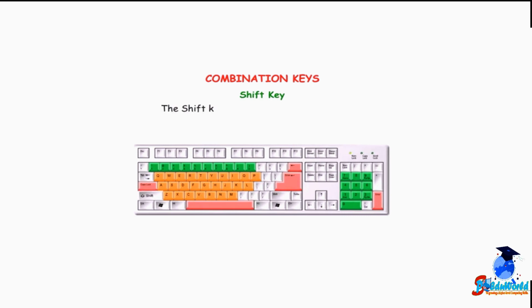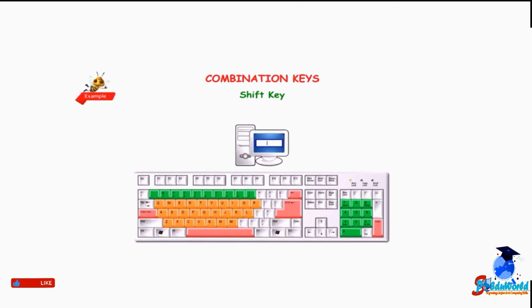Shift key. The shift key is used to type special symbols and punctuation marks present on the upper part of the keys. There are two shift keys on the keyboard. For example, hold down the shift key and press the number key 1. You will get the exclamation mark on the monitor. It is also used to type alphabets in capital letters when the caps lock key is turned off.